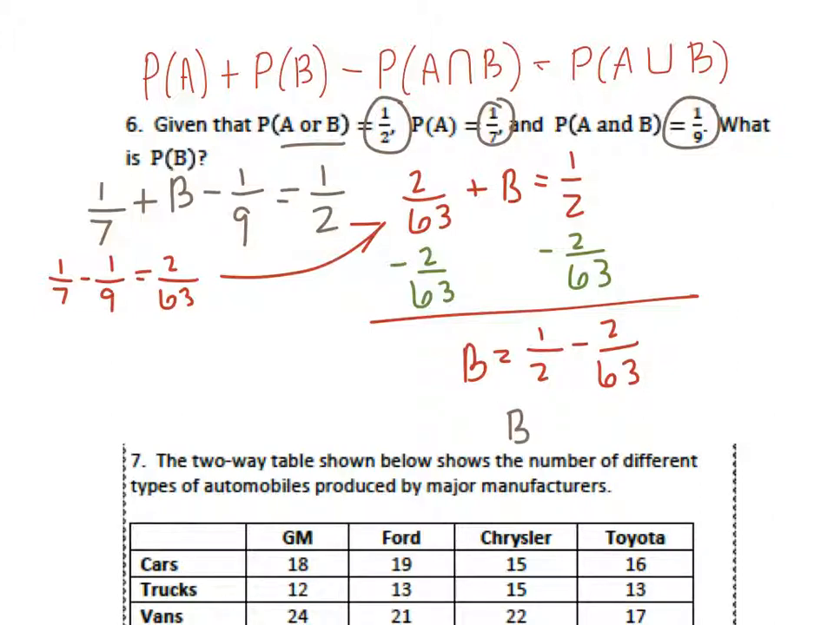and B equals 59 out of 126, which is approximately 0.48.